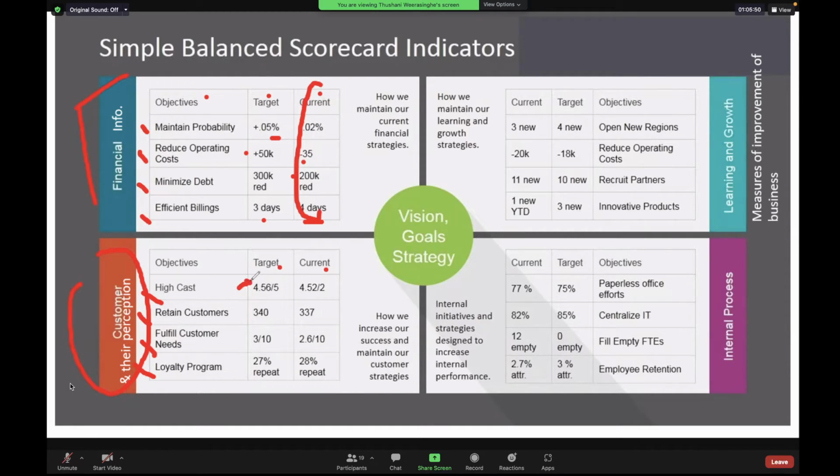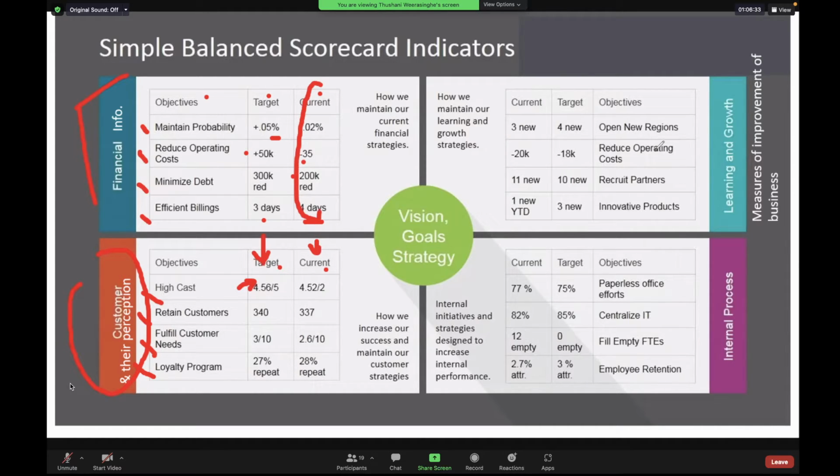Okay, so in the high cost we want 4.56 upon 5, that means maybe out of the total number of customers, high cost customers. The return customers, 340 we want to keep. Yes, but now we have 337, so a very small amount is less. And fulfill customer needs, so out of 10 we have 3, and then we want to have only 2.6 out of 10. So this is the target for the year, and then this is what is happening right now here maybe.